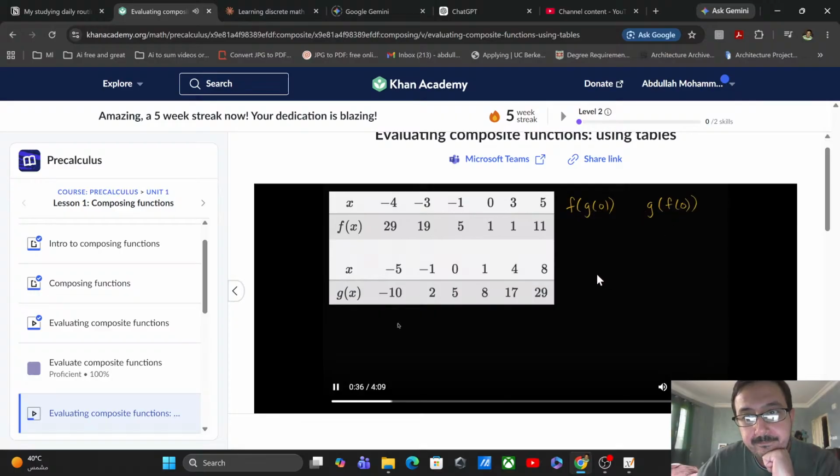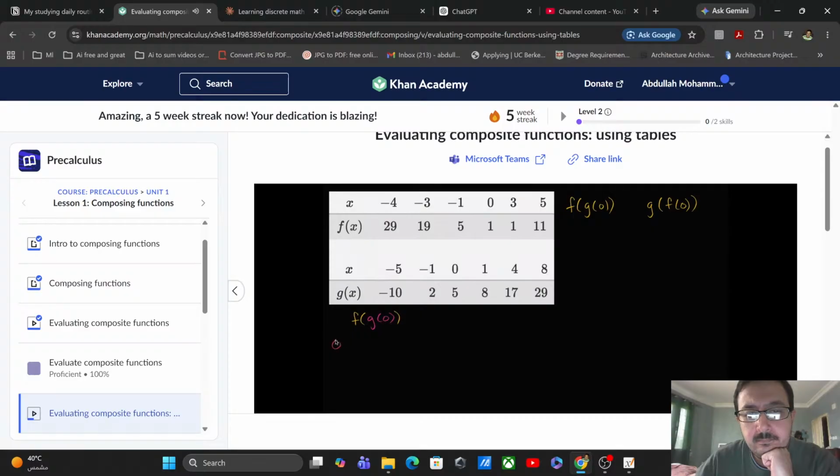Let's think about f of g of 0. What is this all about? And actually, let me use multiple colors here. f of g of 0. Well, this means that we're going to evaluate g at 0. So we're going to input 0 into g.